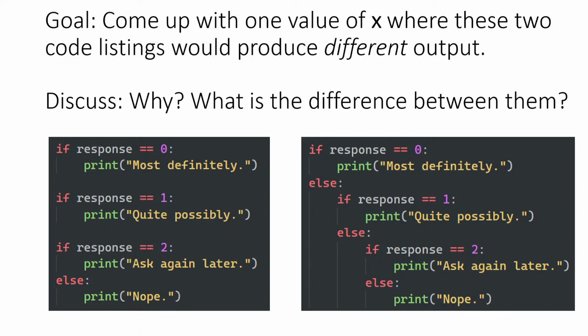Sure. So on the left-hand side, if you input 0, it would print "most definitely," but then it would also go down to the 2, and since 0 is not equal to 2, it would also print "no." But on the right-hand side, because the if-elses are embedded, if you printed 0, it wouldn't print "no."